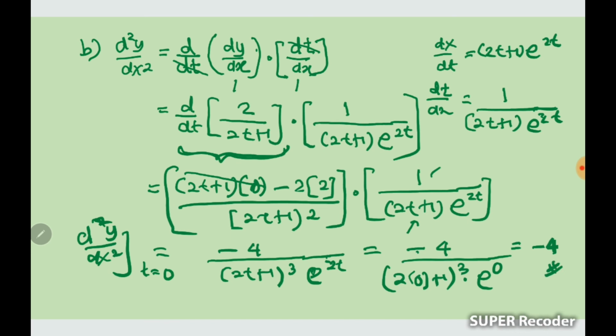Okay. So this is the end of parametric differentiation, second derivative, and this is also the end of the lecture, the end of chapter 9. Okay. Thank you.